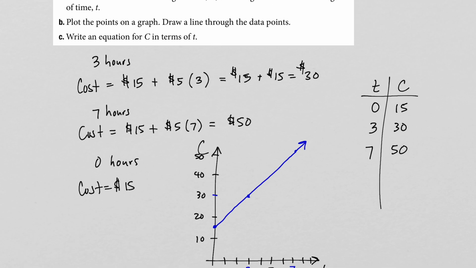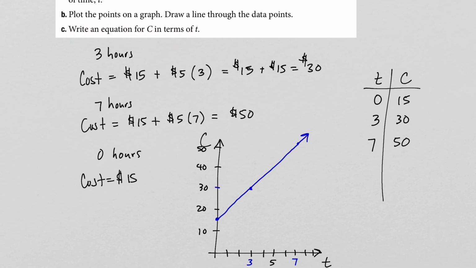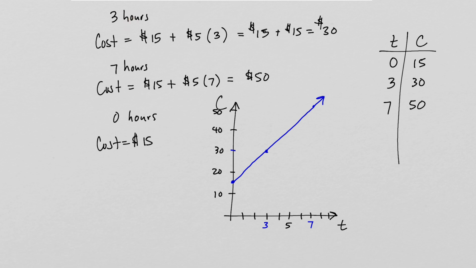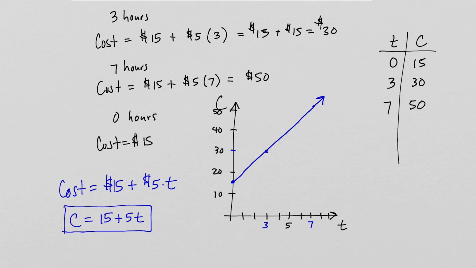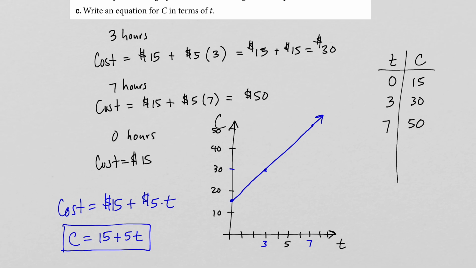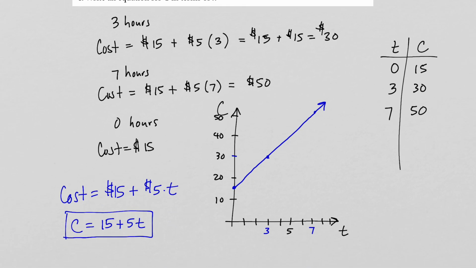And then the last thing we want to do is write an equation for C in terms of T. So if we come back to these examples here, you'll notice that the cost was always $15 plus $5 multiplied by the number of hours. And if you're renting it for T hours, it would just be 5 times T. So we can say C is going to be 15 plus 5 times T. And this would be the equation that represents this particular situation. And that concludes this video lesson.